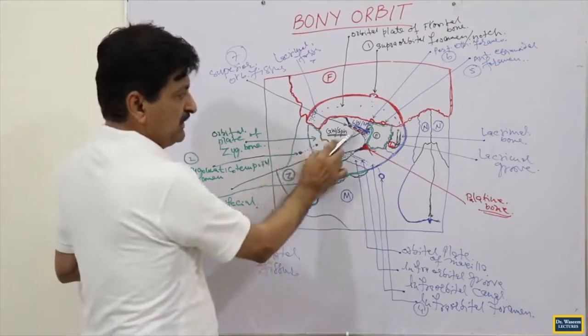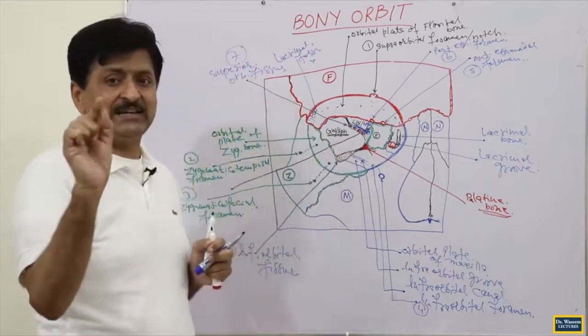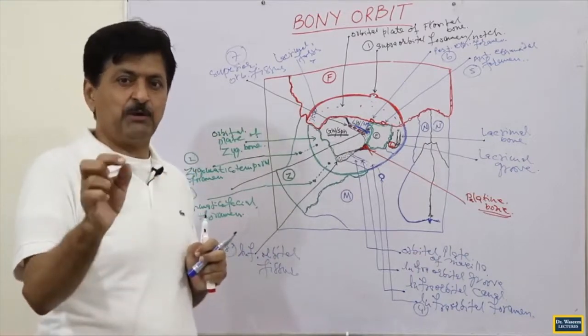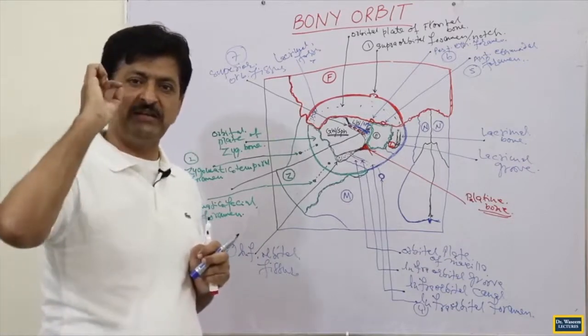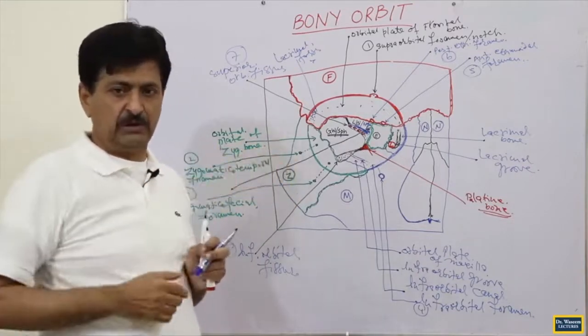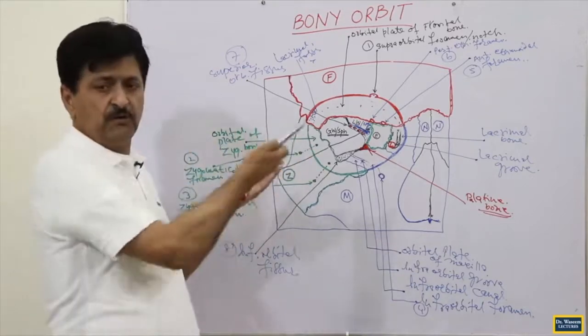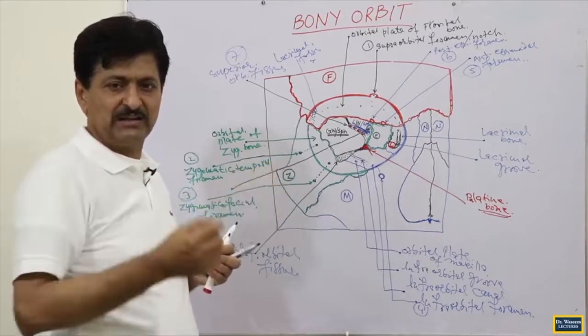Now if you are coming here, the lesser wing of the sphenoid, you remember, ends medially at the anterior clinoid process. And anteromedial to the anterior clinoid process lies a canal, its name is the optic canal. If we pass a needle through the optic canal, it comes into the orbit, very close to the lesser wing of the sphenoid's most medial extent, that is the anterior clinoid process.